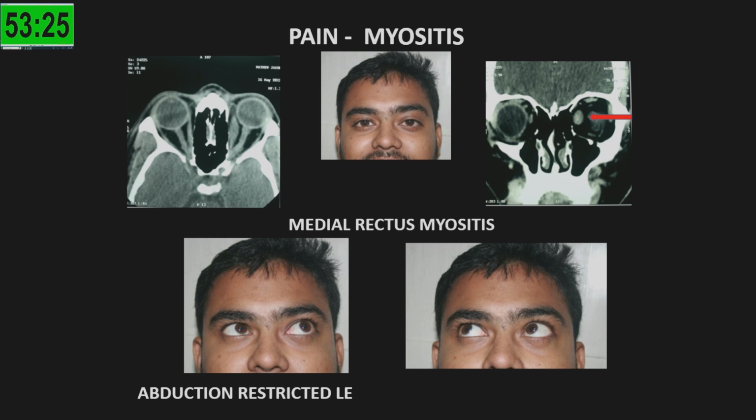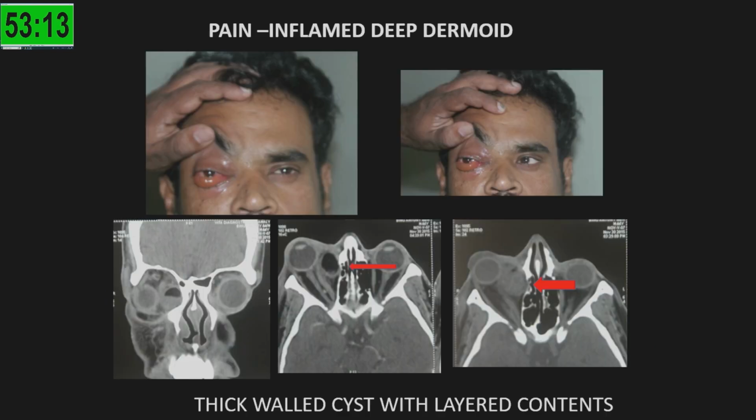Pain can also occur in myositis, where there will be a restriction in the direction opposite to the involved muscle. That is, if the medial rectus is involved, the patient will have defective abduction, and the muscle will also be enlarged on CT.